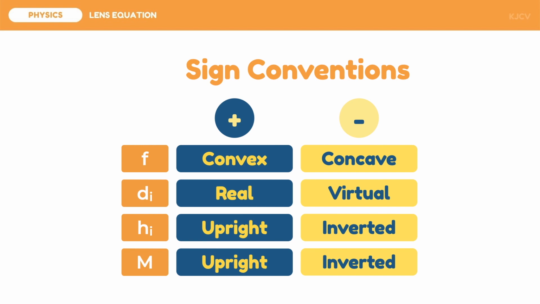A positive image distance means that it is real, inverted, and formed on the other side of the lens. A negative image distance means that it is virtual, upright, and formed on the same side of the lens. Now, let us solve some word problems on lenses.